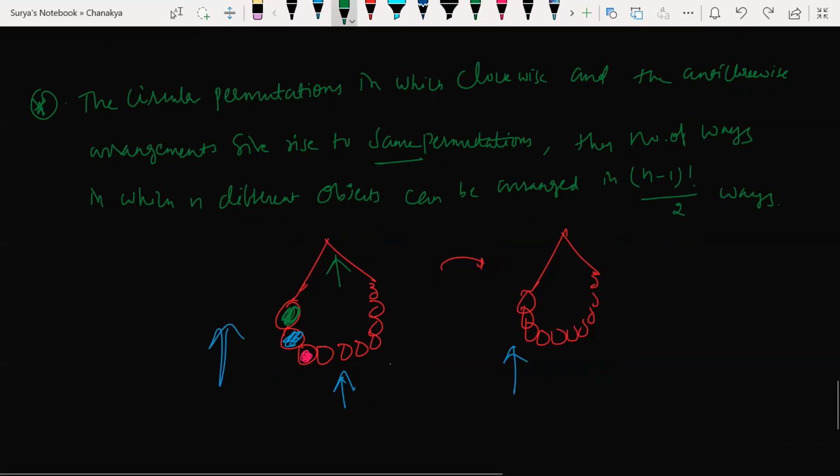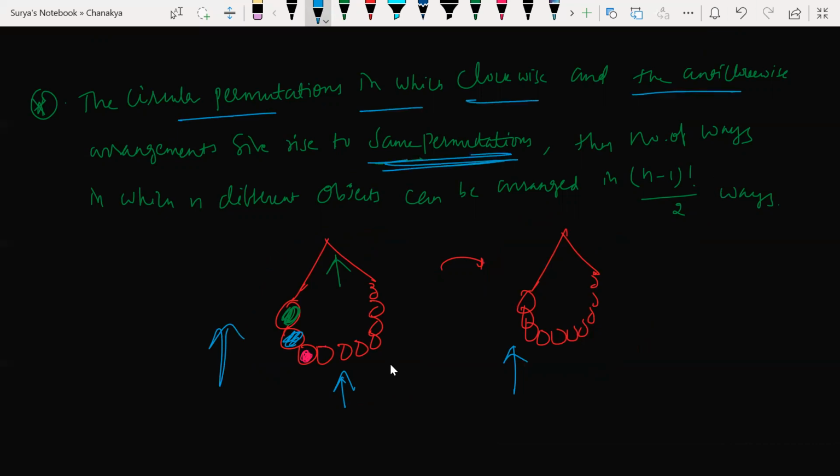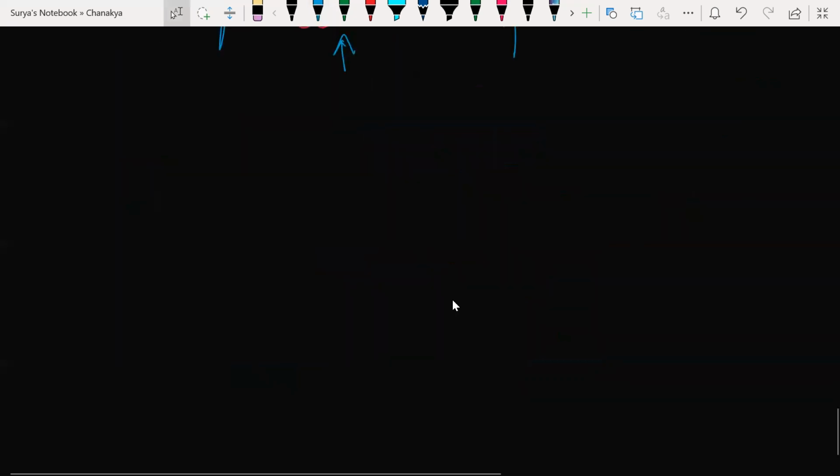What is the condition here? Circular permutation in which clockwise and anti-clockwise arrangements give rise to same permutations: then the number of ways in which n different objects can be arranged is (n minus 1) factorial by 2 ways. Hope it is clear. We will solve a question, you will understand it.